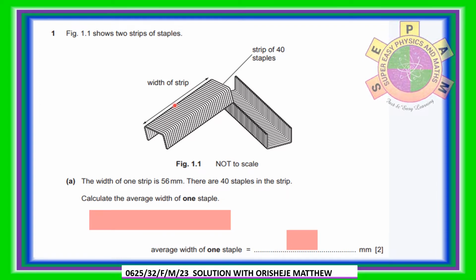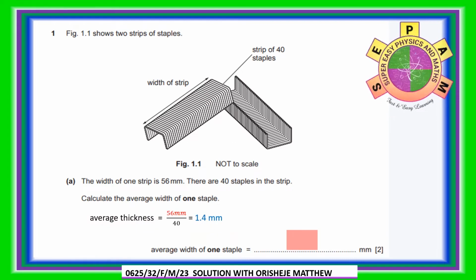So if there are 40 staples and this width is 56 mm, then the average width of one staple is going to be 56 mm divided by 40, which is 1.4 millimeter. It will be very difficult to measure 1.4 accurately with the ruler, but measuring multiple staples makes it easier to carry out the measurement, so it reduces the uncertainty. So the width of one staple is 1.4 millimeter.